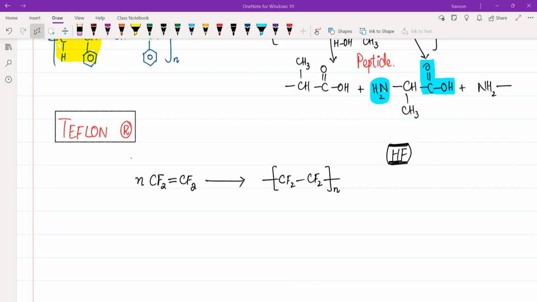Now, identifying the monomer from the polymer, as I told you, but look, let me make the structure.